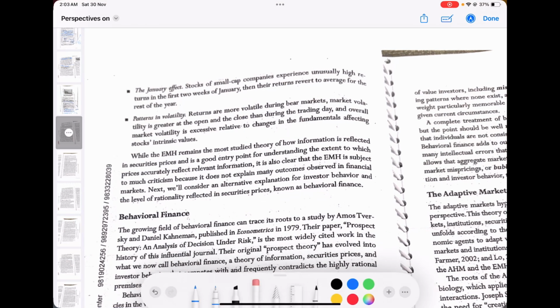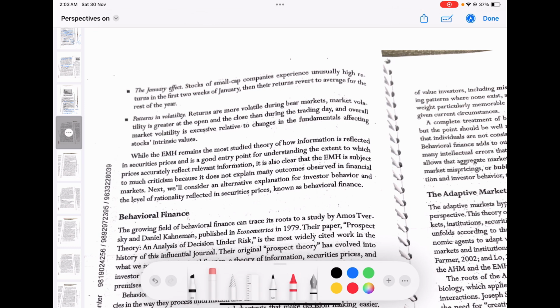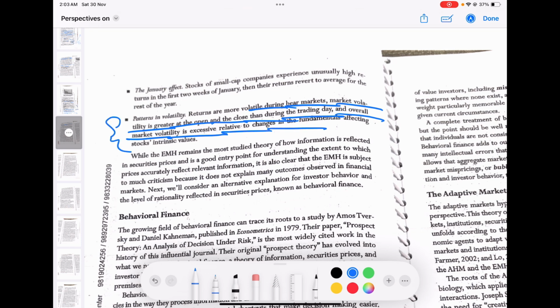Okay. Patterns and volatility. Returns are more volatile during bear markets. Market volatility is greater at the open and the close than during the trading day, and overall market volatility is excessive. Obviously, at opening time and closing time the volatility is high as compared to the middle period, because during the middle period it is usually very silent. So the most active hours are the opening and closing.